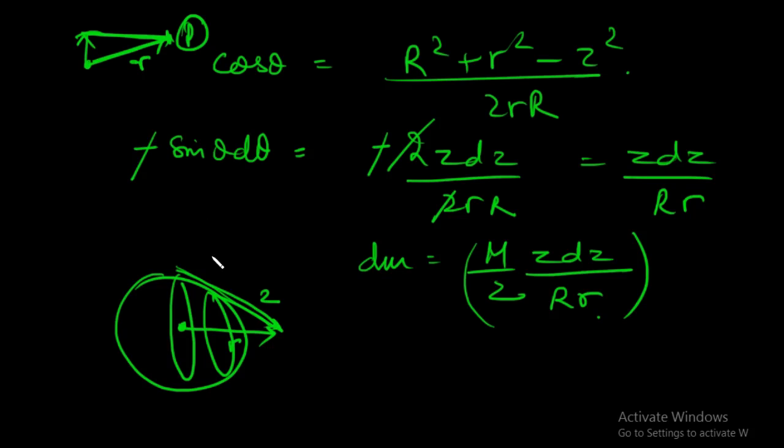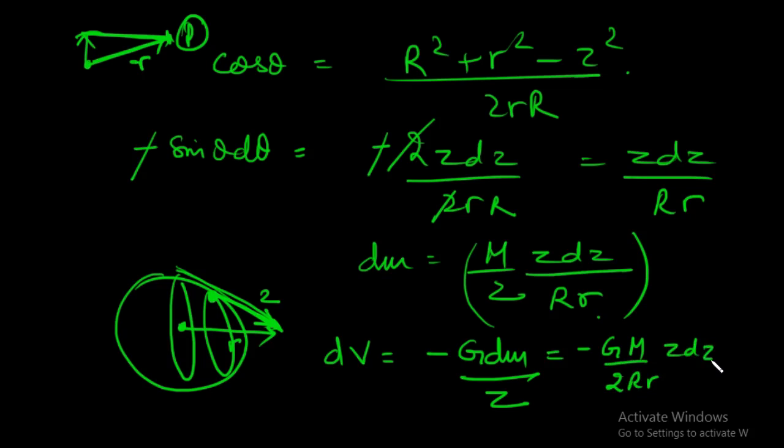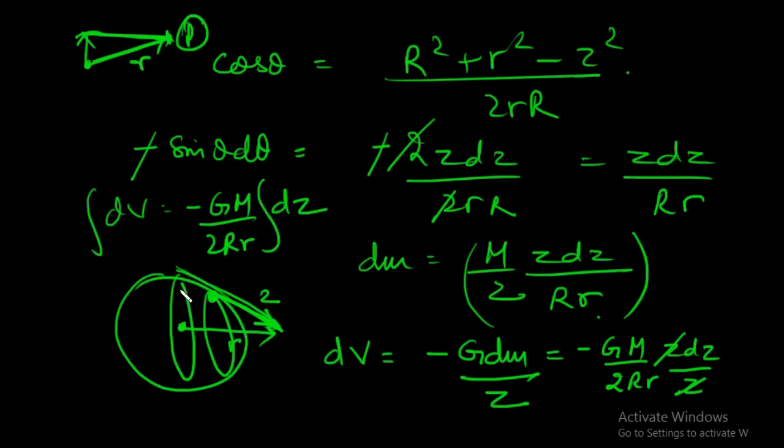Alright. What would be the potential now? You see, the differential potential would be dV equal to minus G times dm by z. As I already told you, for a ring, this would be the differential mass, and now I am taking the distance from this differential mass, which was z, okay. So minus G dm by z, and we just substitute the values over here, G m by 2Rr z dz by z. This cancels out, okay. So dV is what? dV is minus GM by 2Rr times dz. Now we integrate this, alright. Since this is a differential, we have to integrate this. Now tell me one thing, this will be integrated from 0 to V, alright.